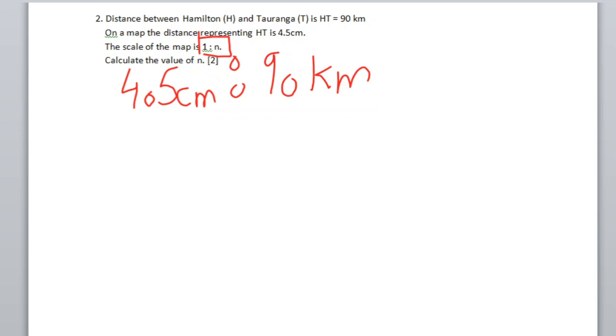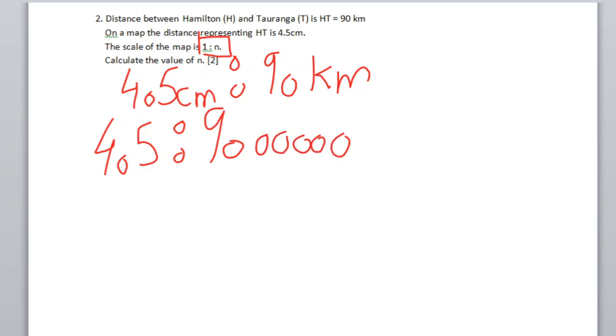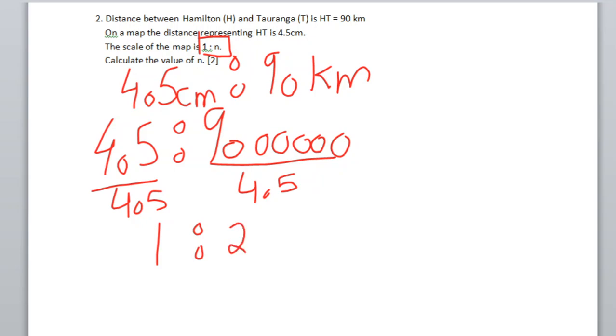So first let's change 90 kilometers into centimeters. For that, we will simply multiply 90 with 100,000, so 9,000,000 centimeters. Now both are centimeters, so we won't mention the unit. Now the left side needs to be 1. For that, divide both sides by 4.5, and we get 1:2,000,000, so 2 million. So the value for n will be 2 million.